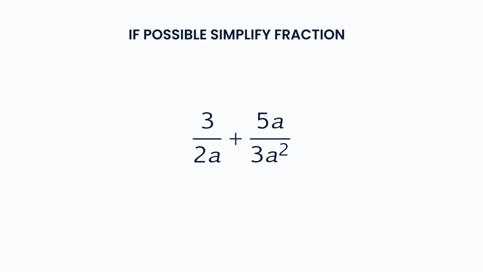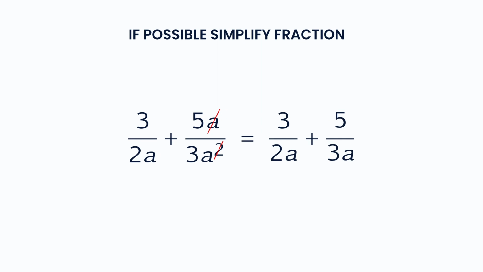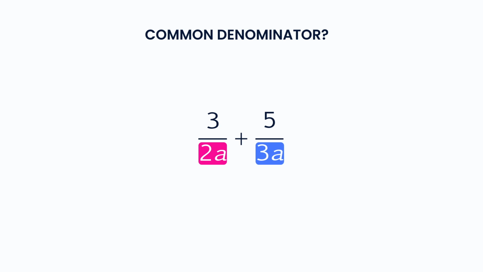Next, you want to calculate 3 over 2a plus 5a over 3a squared. The second fraction has an a in both the numerator and the denominator. Cancel the a in the numerator against one of the a's in the denominator. Now you're left with 3 over 2a plus 5 over 3a. These fractions do not have a common denominator, so you want to find the least common denominator. Then expand each fraction so they have the LCD as their denominator.